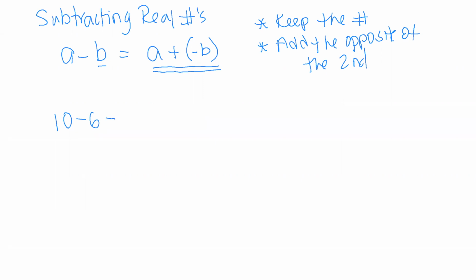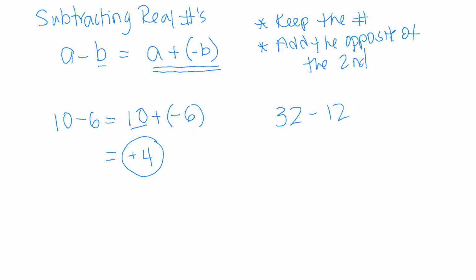Okay, so we keep the 10, and then instead of subtracting 6, we want to add the opposite of 6. Well, the opposite of 6 is negative 6. So you can see now with this example, we're adding two numbers that have different signs. That means we want to find the difference between the positive and the negative, so we subtract. We can see that 10 minus 6 is 4, and I had more positive, so my final result is going to be positive 4. All right, let's try another one.